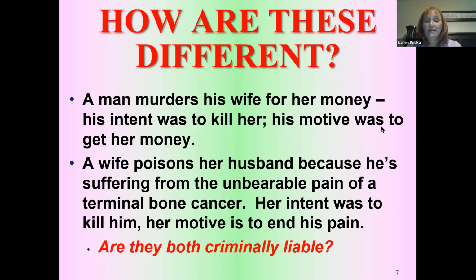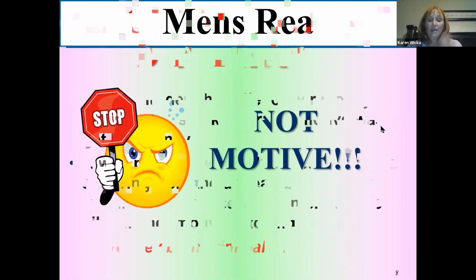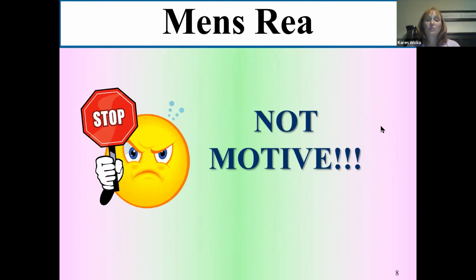Now, the first one and the second one had different motives for it. One is more honorable, I guess, than the other in a sense. But motive doesn't matter, okay? It's just, do you have the mental requirement? So don't get confused that motive is mens rea. Motive is the reason why you commit the crime. We never have to prove motive to convict somebody of a crime. You have to prove mens rea.